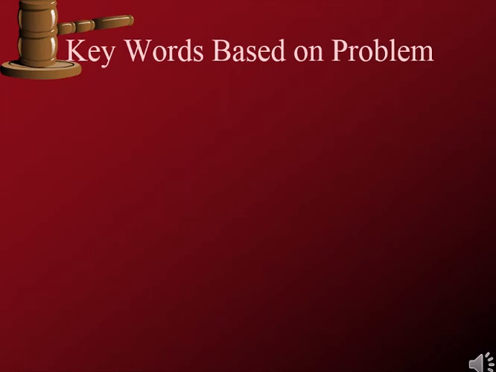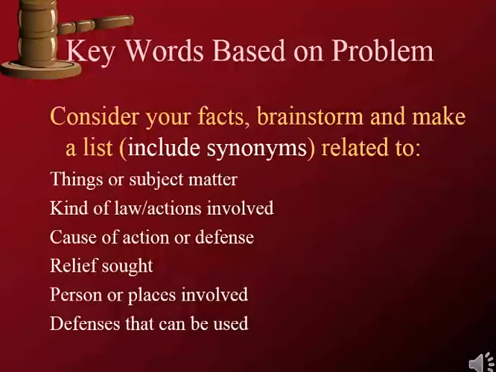So if you're doing a brainstorming activity trying to figure out different keywords based on the problem, think about the facts that you have and make a list. What thing or subject matter does the issue involve? What kind of law or actions are involved? Is there a cause of action that you already know of, or a defense? What relief is your client seeking? Are there specific persons or places involved? Is this a landlord and tenant dispute? Is it an employee and employer dispute? What potential defenses can be used?